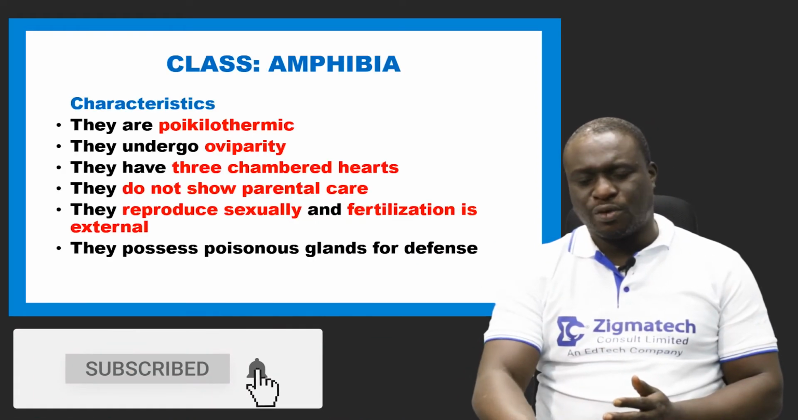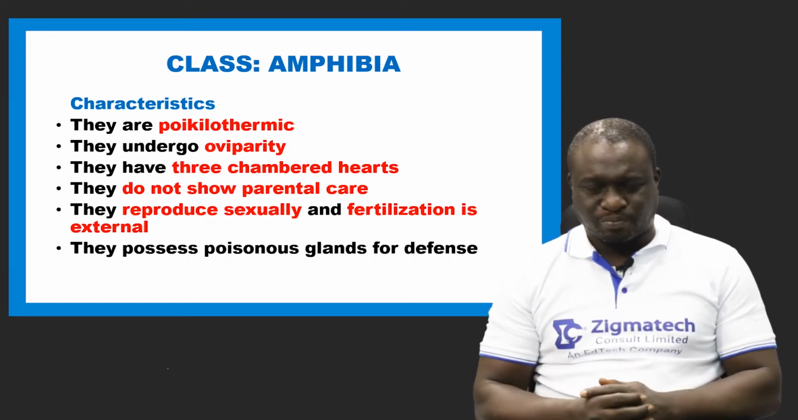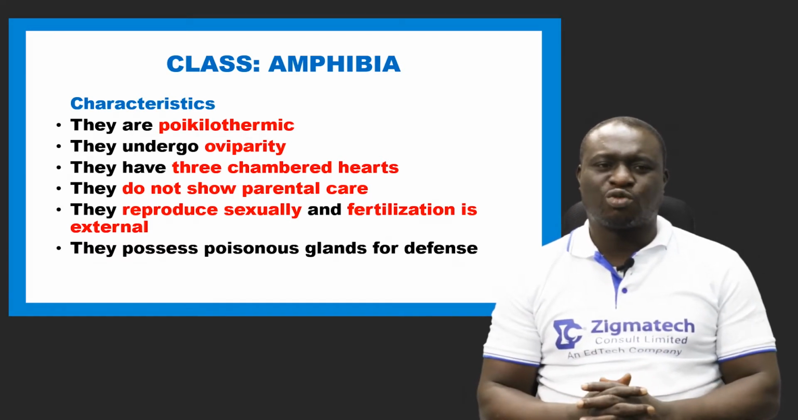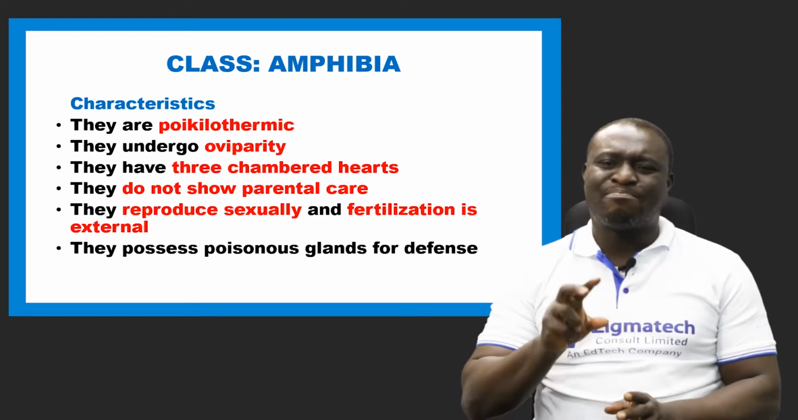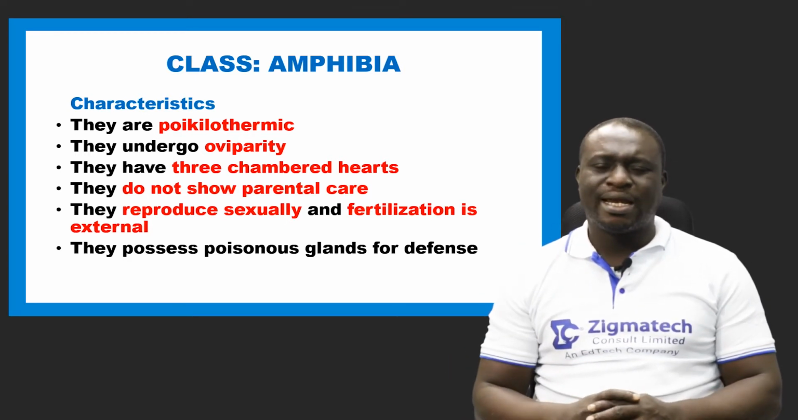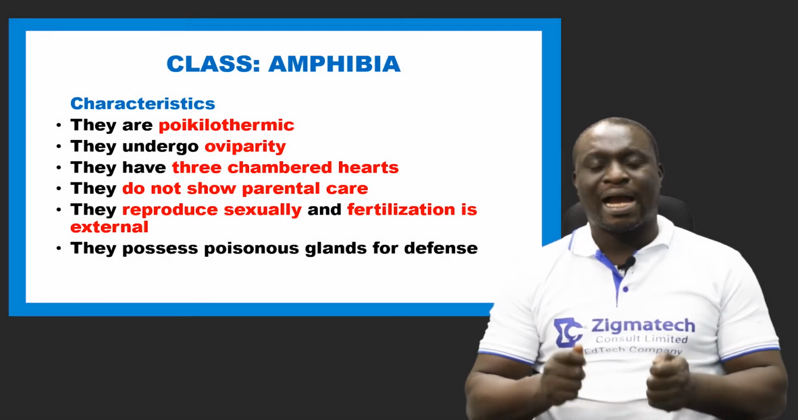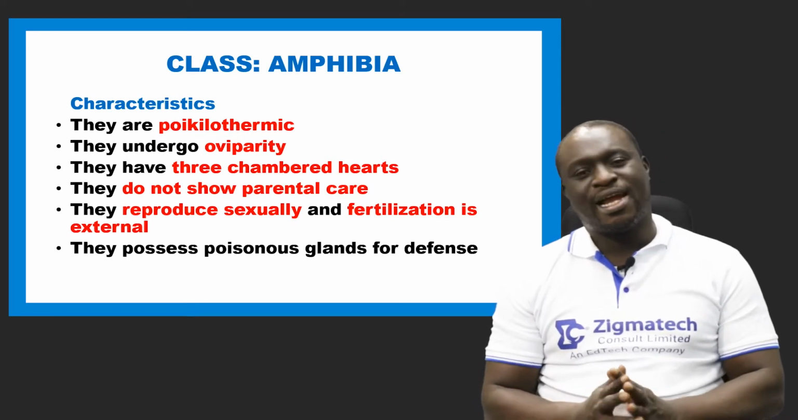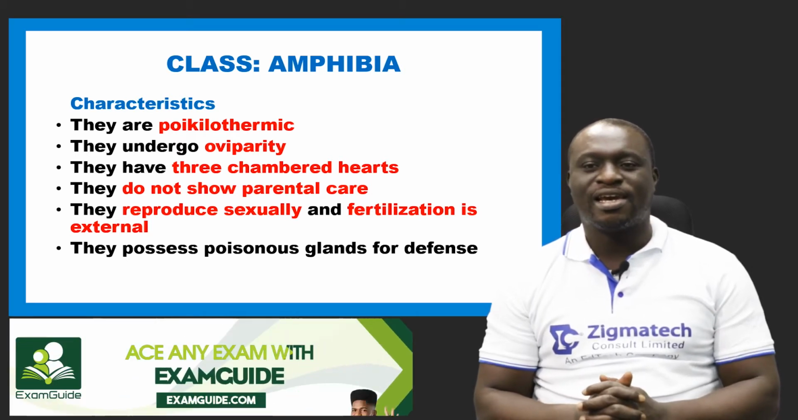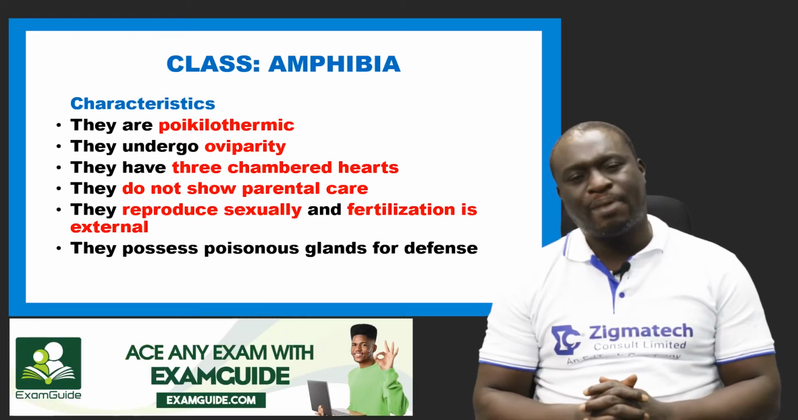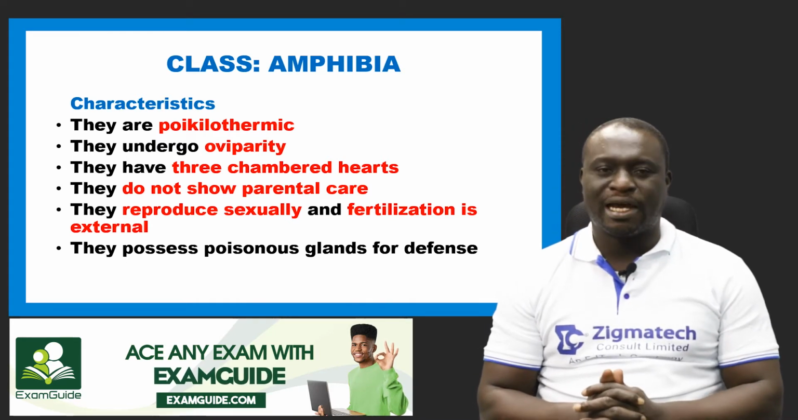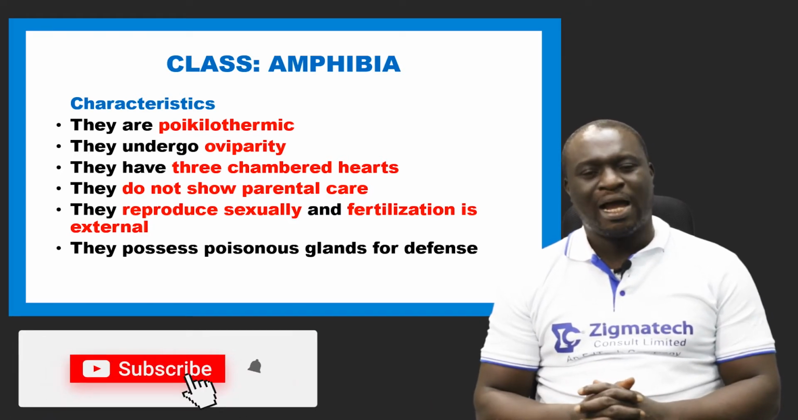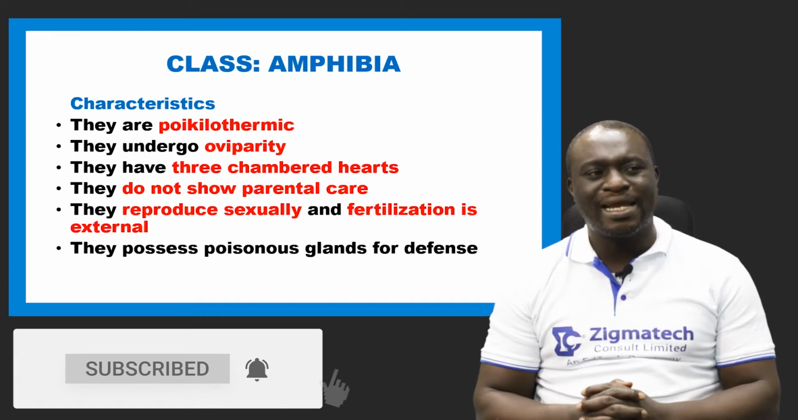The next on the line, which is number 3, is amphibians. The amphibia. Now, the amphibia, we have several characteristics we're going to look at. Number 1 is that they are poikilothermic. Remember, we said another name for poikilothermic simply means they are cold-blooded animals. Next is number 2 characteristics, oviparity. It simply means that amphibians can give rise to their young ones by laying eggs.